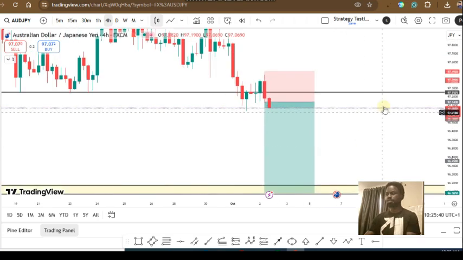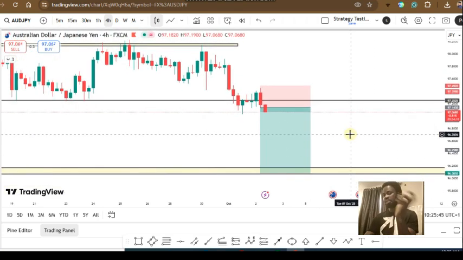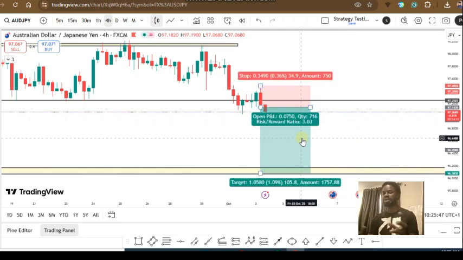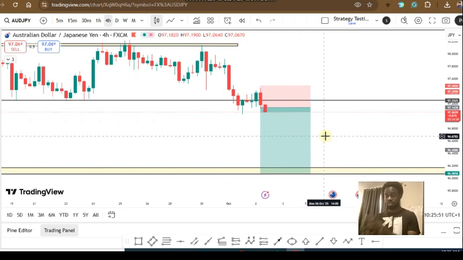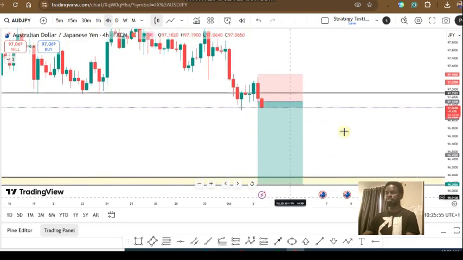And I dropped this setup in my community. If it's not this one I dropped, then it is CADJPY I dropped, because they are similar. So I took a trade on this, and I also took a trade on CADJPY because the two of them are the same thing. And you can see how the trade is playing out.